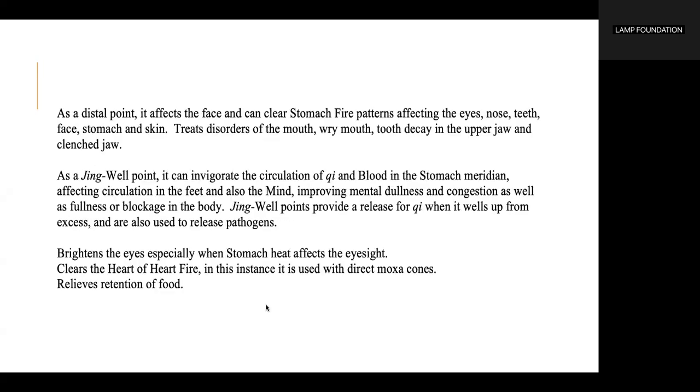As a distal point, it affects the face and can clear stomach fire patterns affecting the eyes, nose, teeth, face, stomach, and skin. Treats disorders of the mouth, wry mouth, tooth decay in the upper jaw, and clenched jaw.